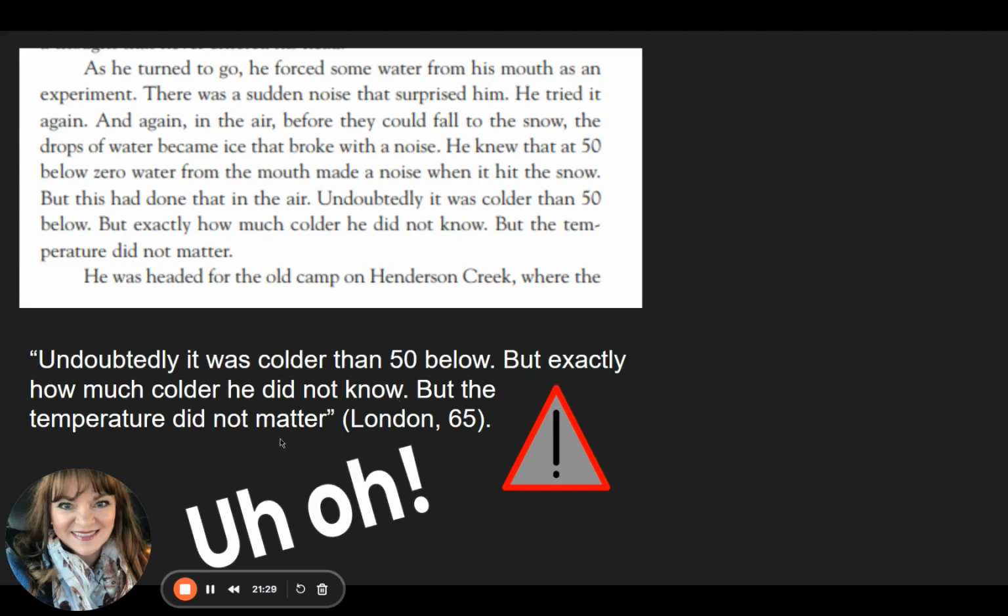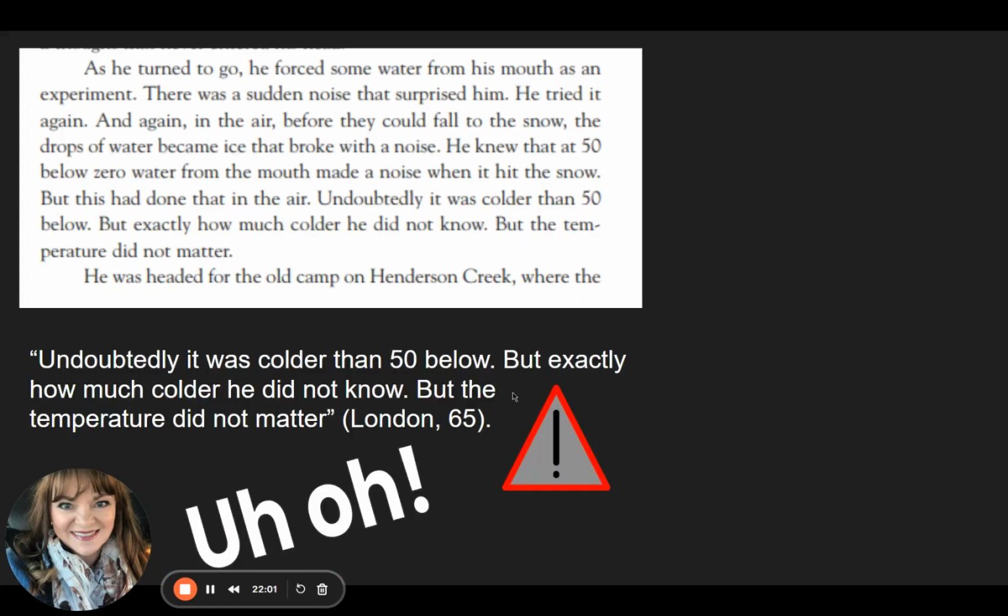I just again kind of pulled something from what we read. This quote that says, undoubtedly, it was colder than 50 below. So I don't know if he looked at a thermometer, it doesn't really tell us. Maybe it doesn't register anything colder than 50 below. And then the author says, but exactly how much colder he did not know. But the temperature did not matter. And I put a warning sign, caution, uh-oh, it should matter. We know it should matter, right?